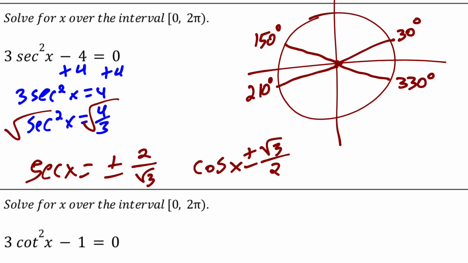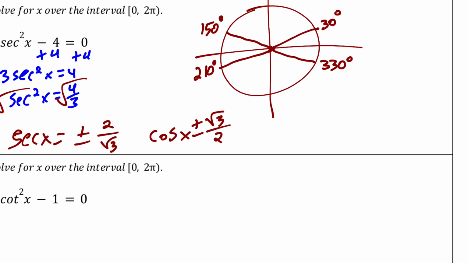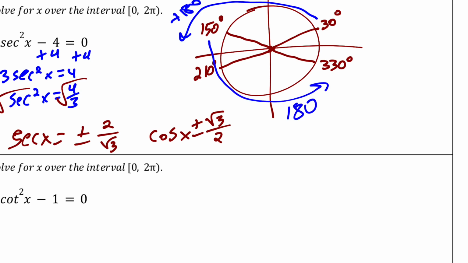If you want to think of it in terms of radians, you absolutely could. I'm just showing you in degrees. So those are the 4 places where this is true, where secant x is plus or minus 2 over root 3. How can we write that in a concise way? Well, if you look at 30 and then you add 180, you get to 210. And the same thing is true if you look at 150 and you add 180, you get to 330. So those are my 2 unique answers.